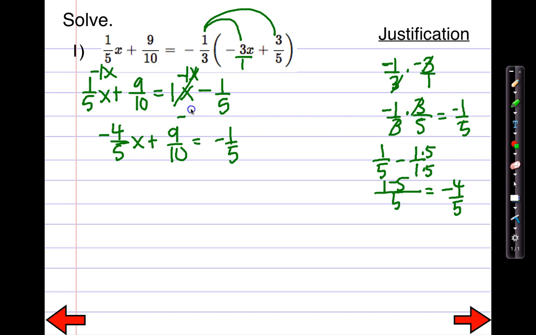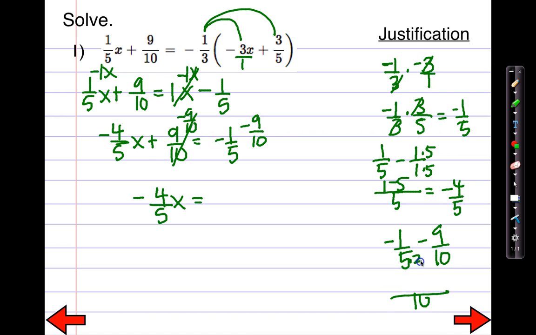Not quite done yet. I'm going to go ahead and get rid of my constant by subtracting 9/10 from both sides, leaving me with negative 4/5 x. Oof, can't forget our sign. Do more side work. Negative 1/5 minus 9/10. Lowest common multiple is 10. We're going to multiply by 2. Multiply by 2. Negative 1 times 2 is negative 2. The 9 is going to stay the same because it's already a denominator of 10, leaving me with negative 11/10.